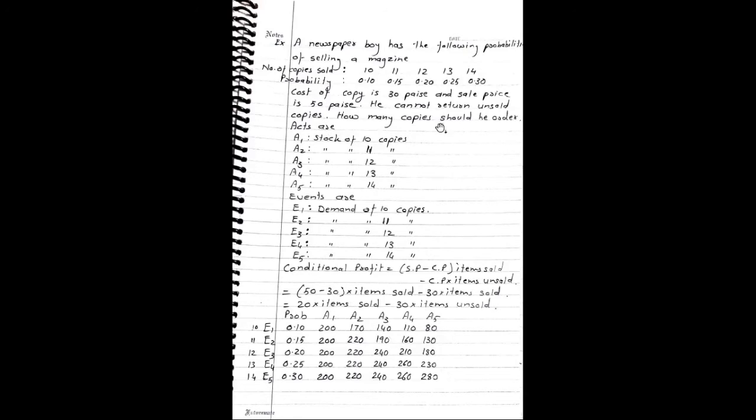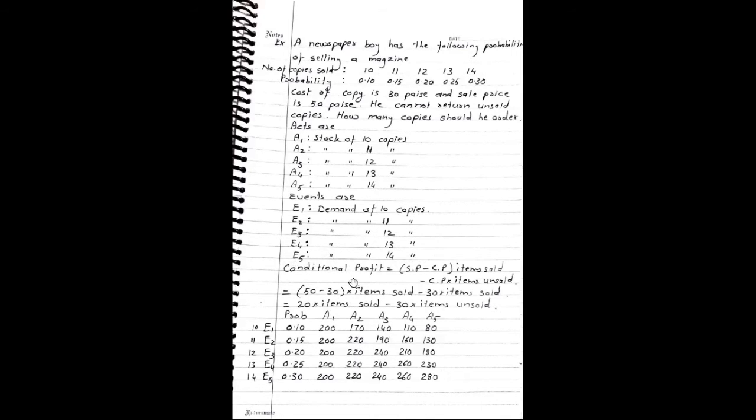So first of all, we'll define acts as A1, stock of 10 copies, A2, stock of 11 copies, A3, stock of 12 copies, A4, stock of 13 copies, A5, stock of 14 copies. And the respective events are E1, demand of 10 copies, E2, demand of 11 copies, E3, demand of 12 copies, E4, demand of 13 copies, and E5, demand of 14 copies.